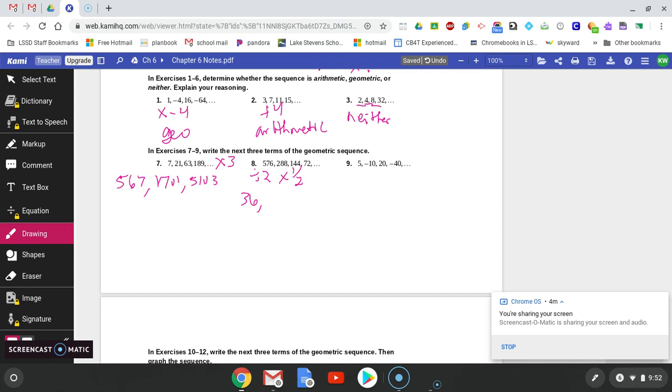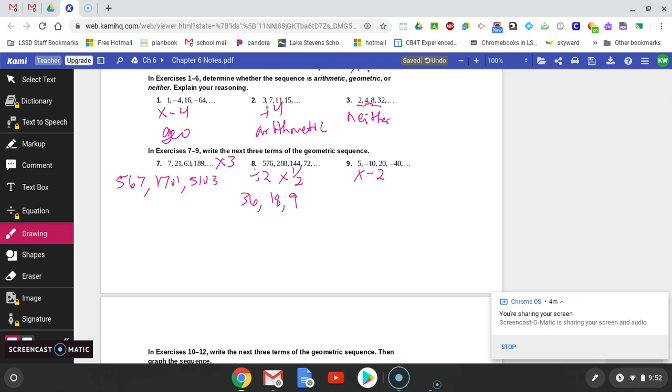If I divide that by 2 or if I multiply by 1/2, I get 18. If I divide that by 2 or multiply by 1/2, then I get 9. And I can continue that pattern as many times as I need to. On number 9, I am multiplying by -2 each time.